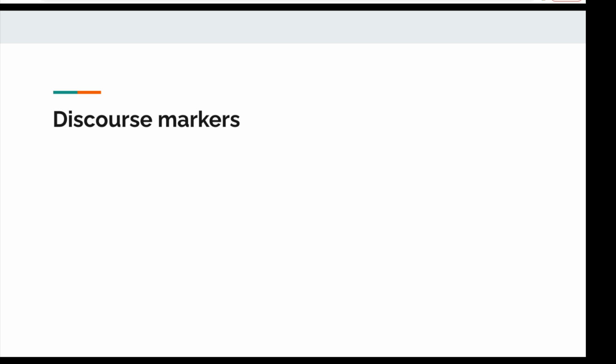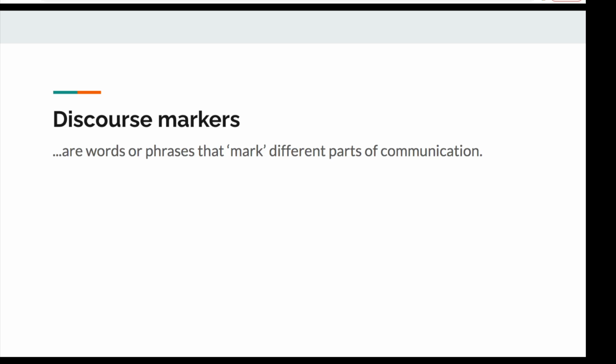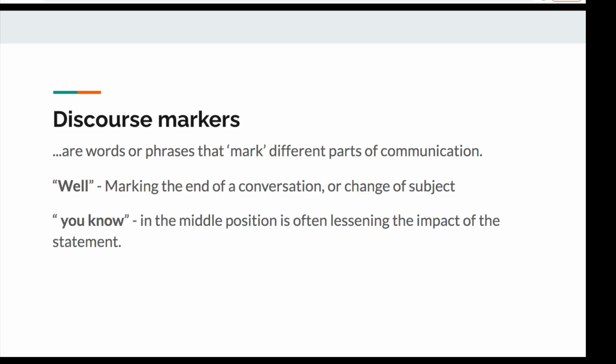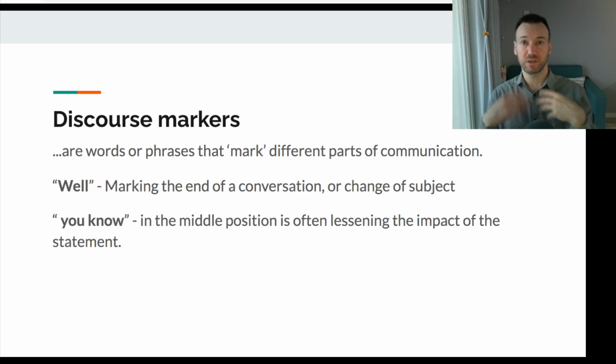So again, these are marking, in fact, they are showing different parts of communication. So, for example, well, it's marking the end of a conversation or maybe even a change of subject. And if it's in the middle, like in our previous example, it's often softening a sentence. So it's lessening the impact. So maybe you are saying something which is uncomfortable or it's very strong, and you are uncomfortable saying it, so you are trying to reduce the strength of what you're saying.